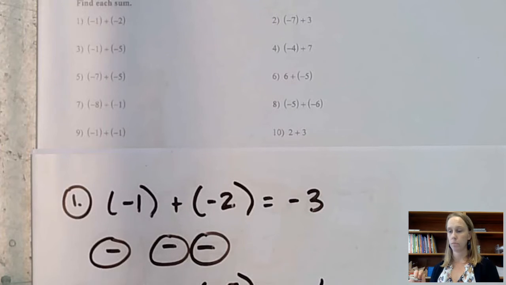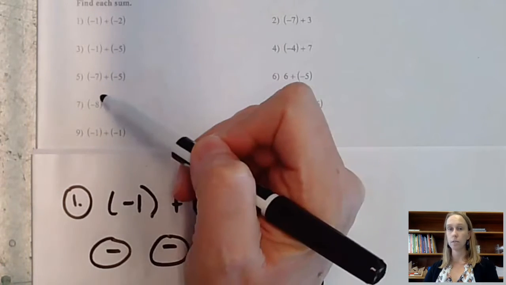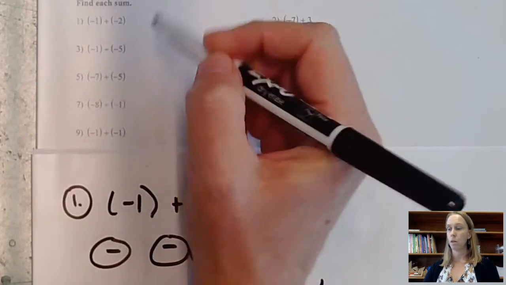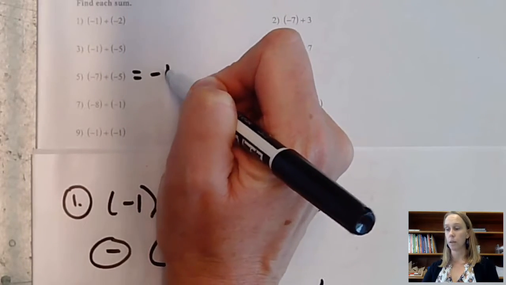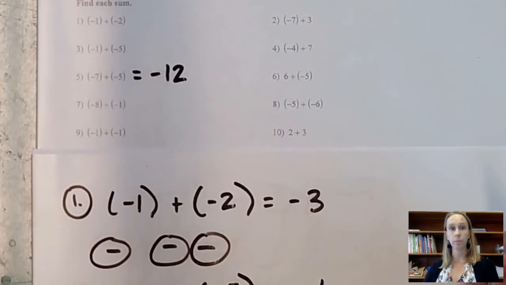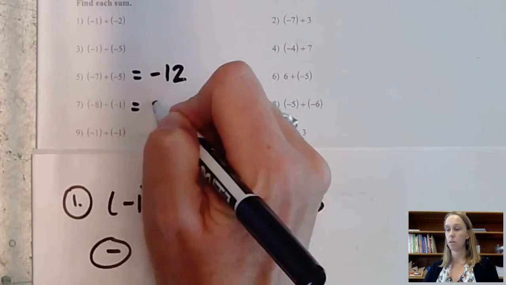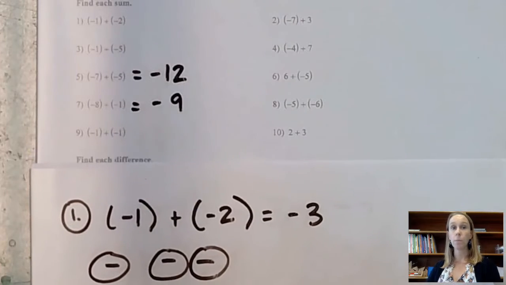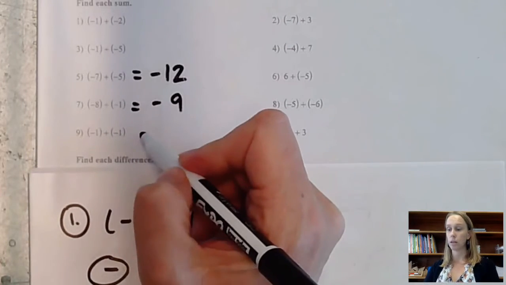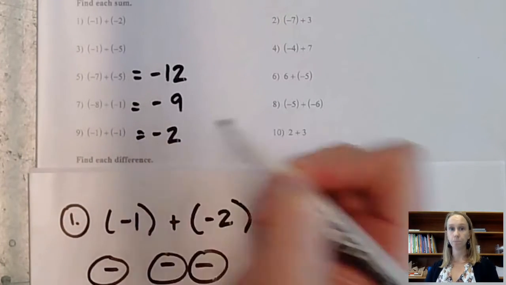Now, if you've done those on your own and you've paused your video, let's go over the answers to see how you did. So number 5, we had -7 plus -5. If you add those together and keep the sign, you get -12. For number 7, -8 plus -1 is -9. And for number 9, -1 plus -1 is -2. So hopefully you did well on those.